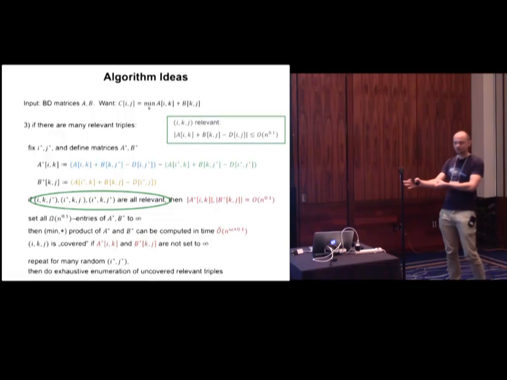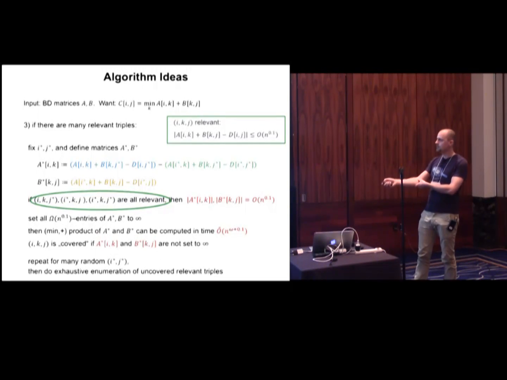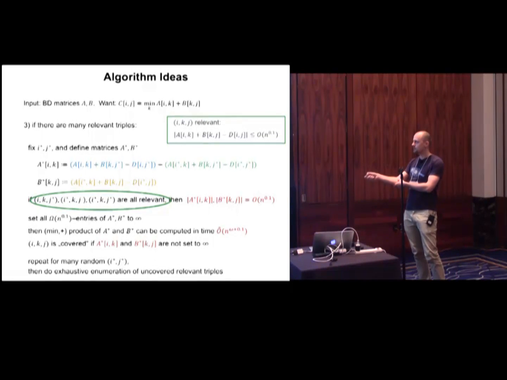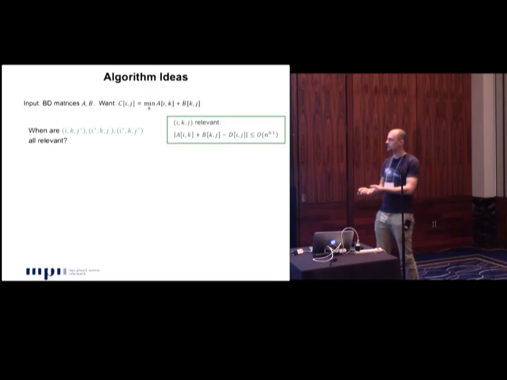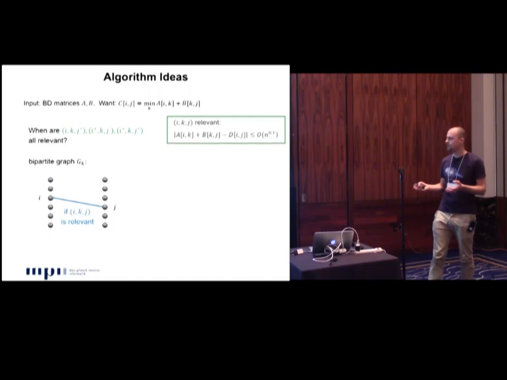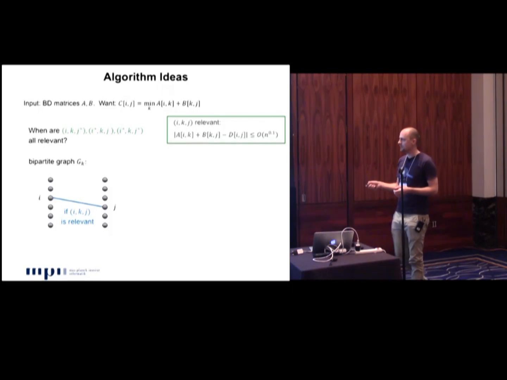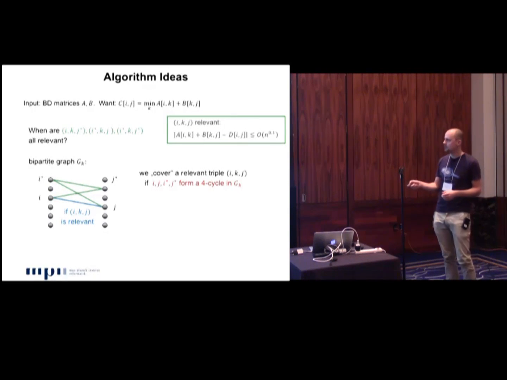Let me just give you one idea of the core of the correctness argument of this. So here we want that these three things are all relevant. So when does it happen that these three things are all relevant? So let's consider this bipartite graph GK, which has a vertex for every I and a vertex for every J. And we put an edge between I and J if ikj is relevant. Now, what happens if these three things are also relevant? This means that these three edges here are all present.